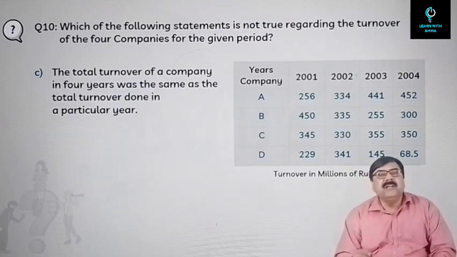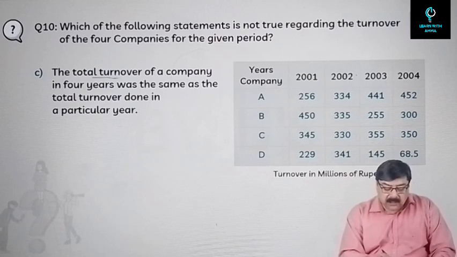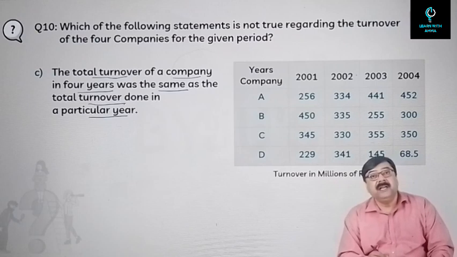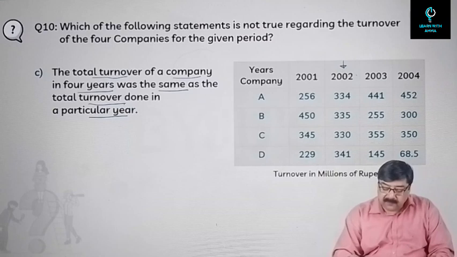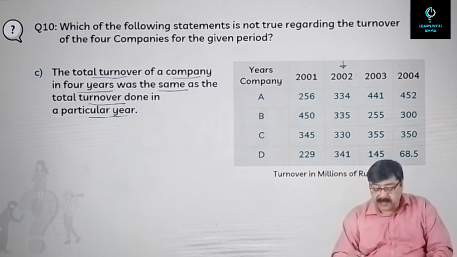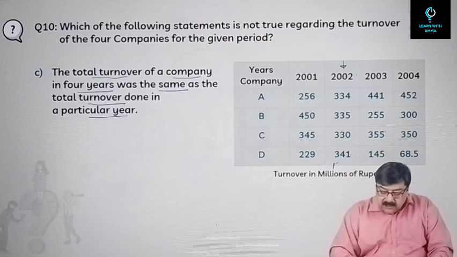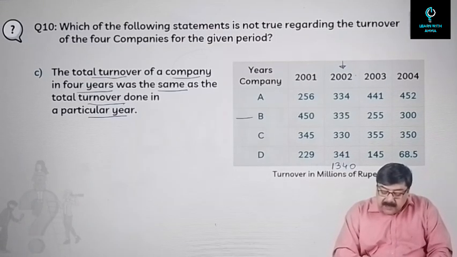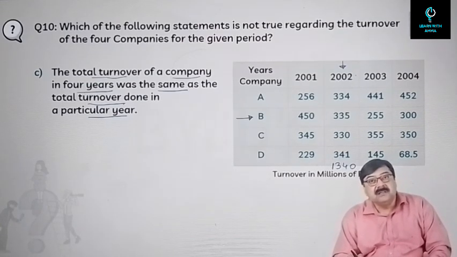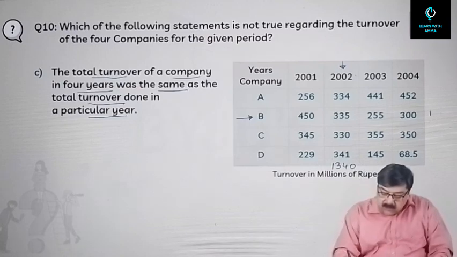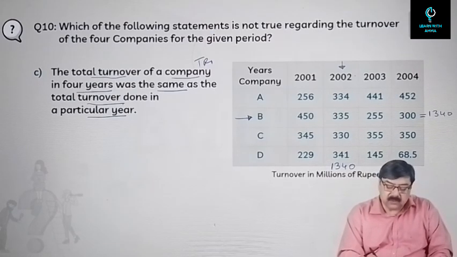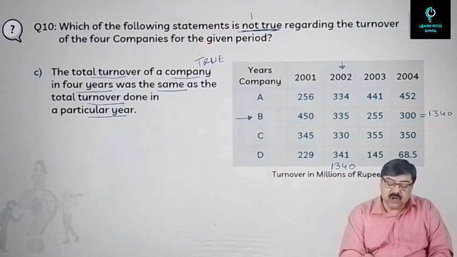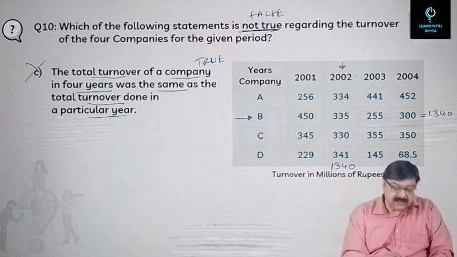Now let us find out why choice C is true. The total turnover of a company in 4 years was the same as the total turnover done in a particular year. Well, we already found that out in the previous slide that the sum of the turnover done by all the 4 companies together in 2002 was 1340 and the turnover done by company B in these 4 years, 2001 to 2004, also worked out to be 1340. So this statement is true, and because we are looking for a statement which must be false, that is why C cannot be the answer.